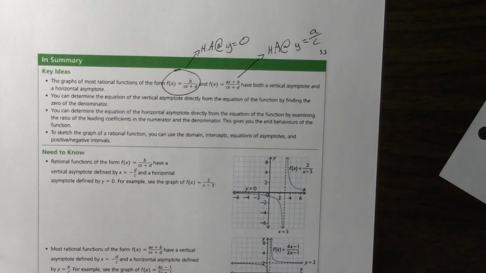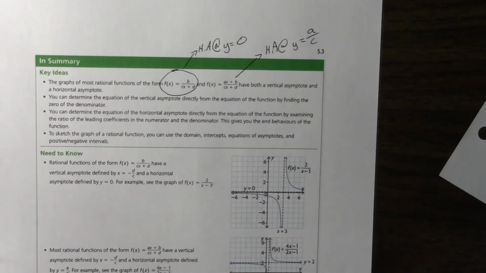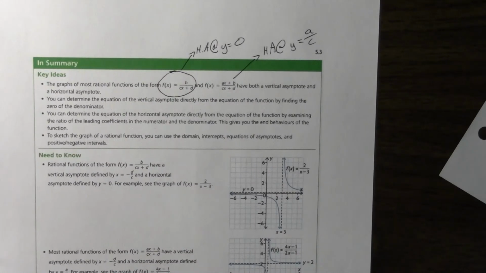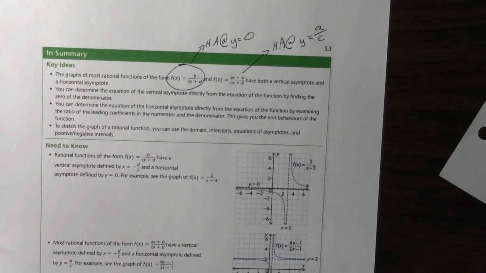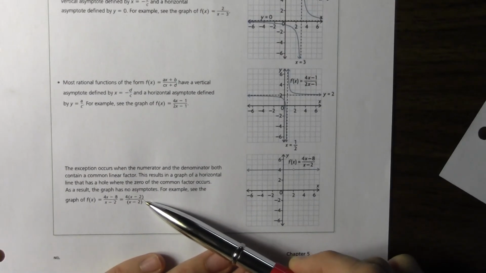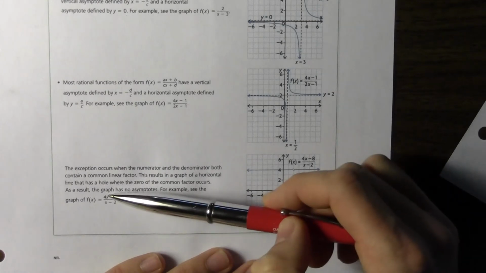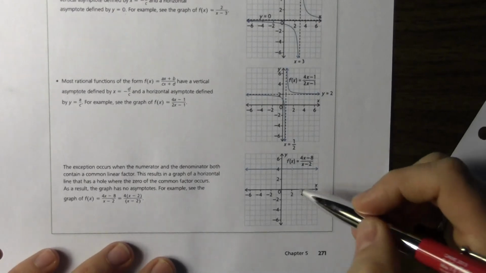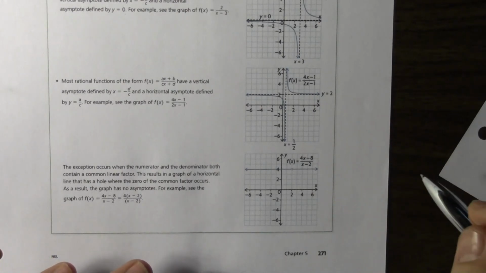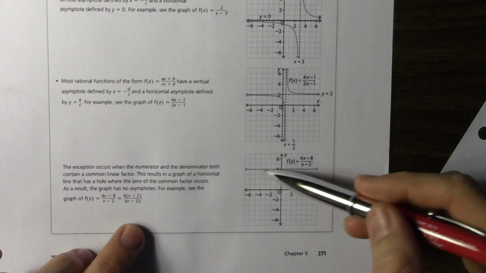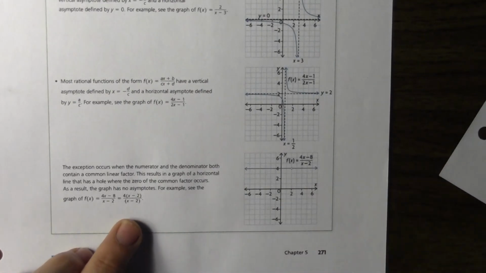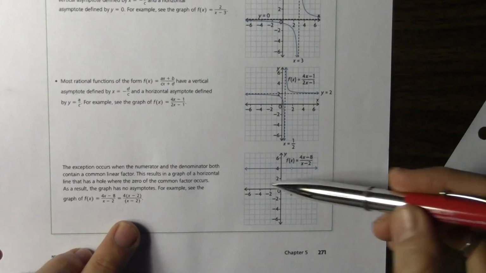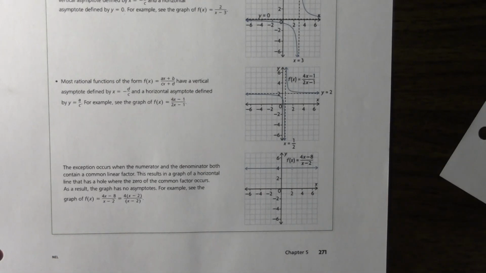The exception occurs when the numerator and the denominator both contain a common linear factor. This results in the graph of a horizontal line that has a hole where the 0 of the common factor occurs. As a result, the graph has no asymptotes. For example, we have this. Okay, so that's because the numerator and the denominator are both 0 when you plug in x equals 2. So at x equals 2, we have a hole. Okay, and it becomes a linear line because you can see the x minus 2's cancel. It crosses out, and then y is just equal to 4. Any questions?